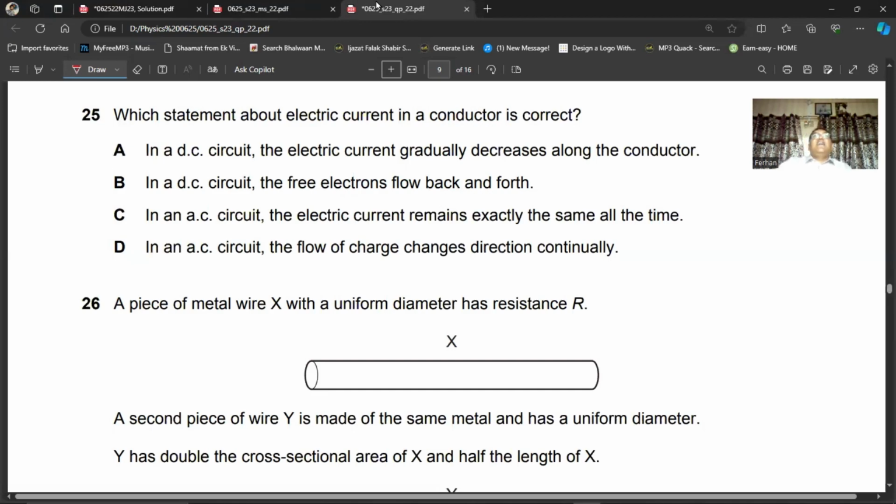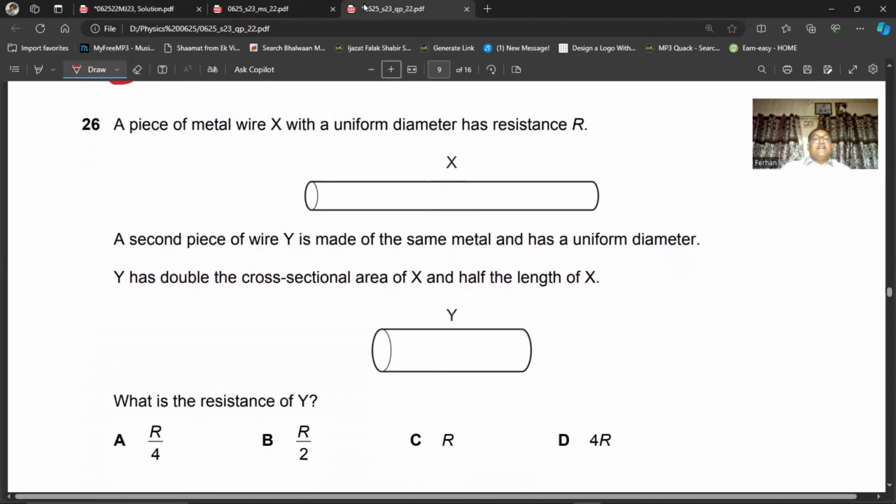The electric current is changing. Sometimes its value is increasing, then decreasing, then increasing, then decreasing. And the direction of the electric current is also changing. It does not remain the same all the time. In an AC circuit, the flow of charge changes direction continuously. This is the best sentence which can describe an alternating current. So question number 25, D is the right answer, sir.